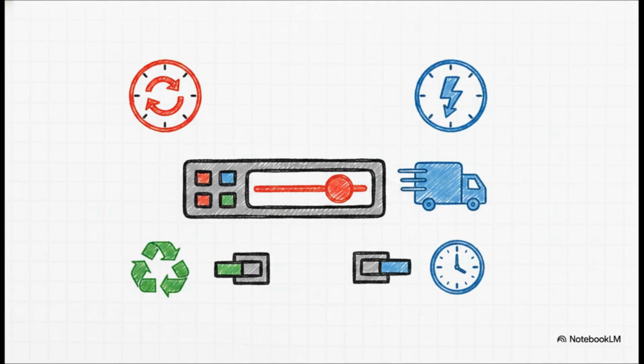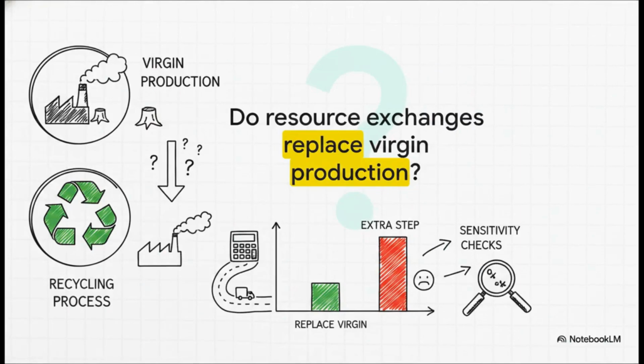Ask yourselves, what happens to our brilliant circularity plan if the transport distance suddenly doubles because a local supplier goes out of business? And this brings up a massively high-stakes question for circular economy and industrial symbiosis decisions. Do your proposed resource exchanges actually replace virgin production, or are they just adding an extra processing step?